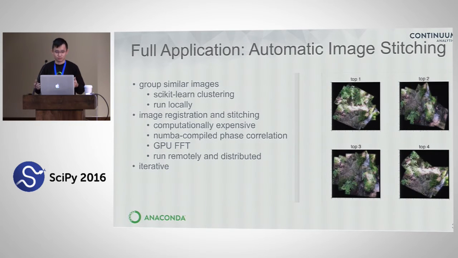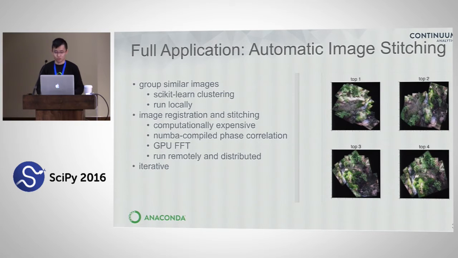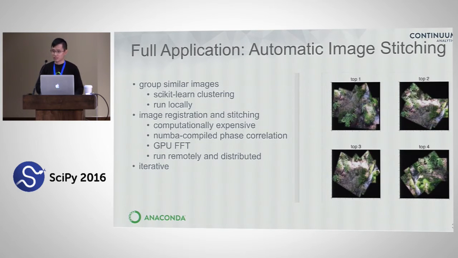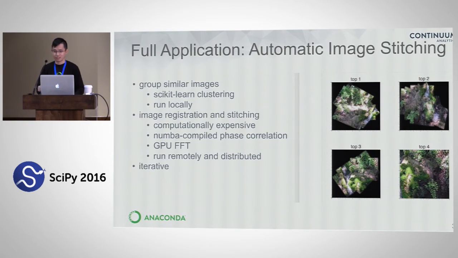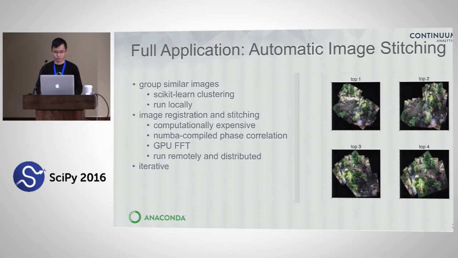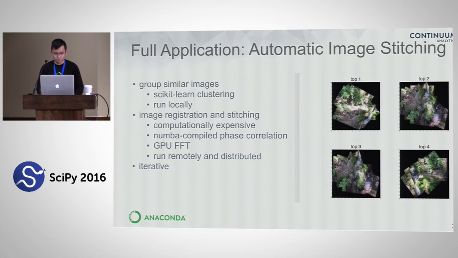The algorithm works like this. First, group similar images using scikit-learn clustering. That's easy, and it's very quick. The expensive part that needs GPU in the cluster is the image registration and the stitching. It uses a lot of RAM, because I'm decompressing the images and then doing all the work.